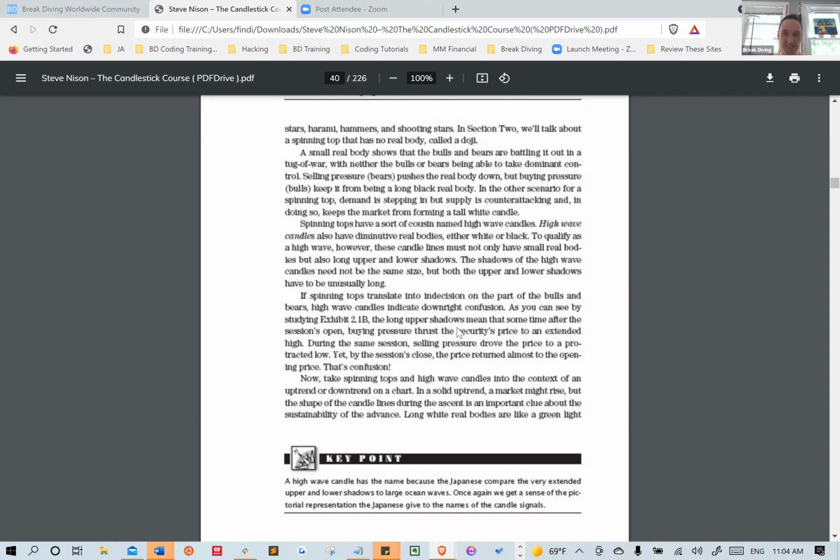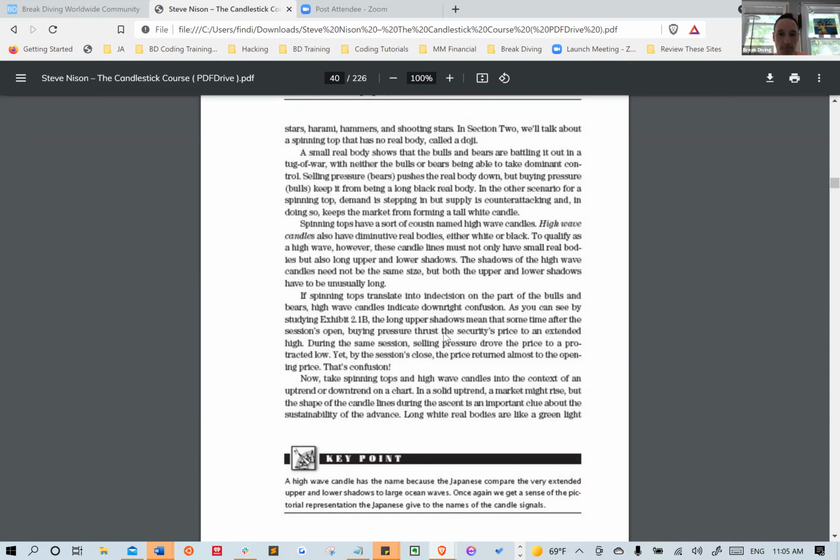I think I'm going to write this down too. That's good. I think it's a good idea to create notes for every one of the different patterns, with just a very short, like 3 words, on what it means. So a spinning top is indecision, and a high wave candle equals total confusion.